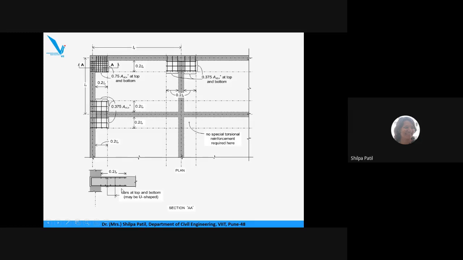Same at this corner, because one edge is discontinuous here and this edge is continuous. So whatever area we are providing here, the same will be here. If you consider this interior joint or corner where both the edges are continuous, in this case there is no need to provide any torsion reinforcement, because at this particular junction no torsion will be developed. Is it clear, everybody? This diagram is very important to understand. Students, is it clear?